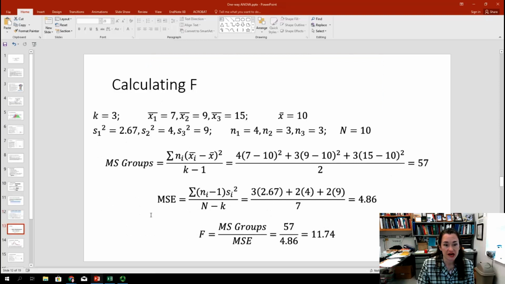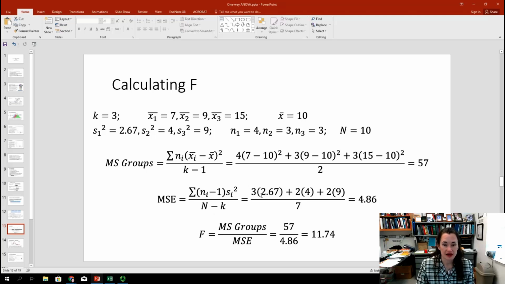For more details on how to calculate this, I've expanded it all out again here for you. As you can see, when you calculate MS groups, you get 57. So 57 is the value for MS groups. Now we need to calculate the denominator in the F-statistic. That's MSE. MSE is the sum of n_i minus 1 times the variance, and then divided by N minus k.